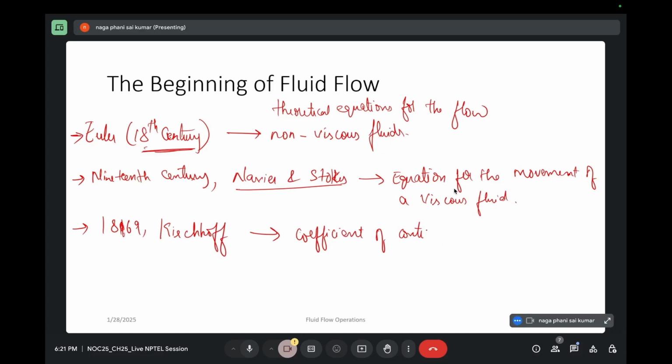So you'll be learning all these concepts in the later sessions. Don't worry. The coefficient of contraction for the jet flow from a two-dimensional orifice was found to be 0.611.